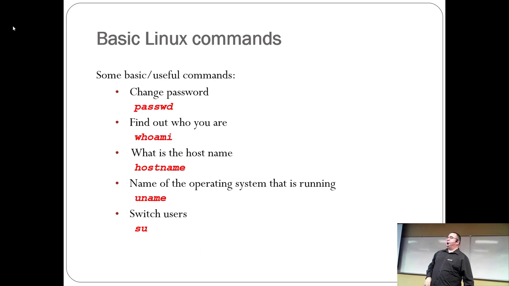Hostname. What's the name of the computer I'm currently running on? That's kind of useful to know. Uname tells you what flavor of Linux you're running. Tells you what kernel and often distribution. SU lets you switch users. SU, switch user.